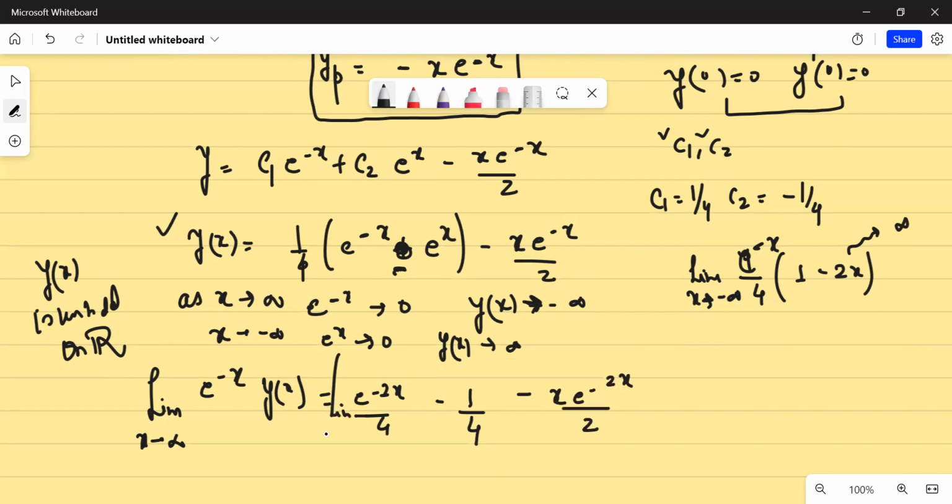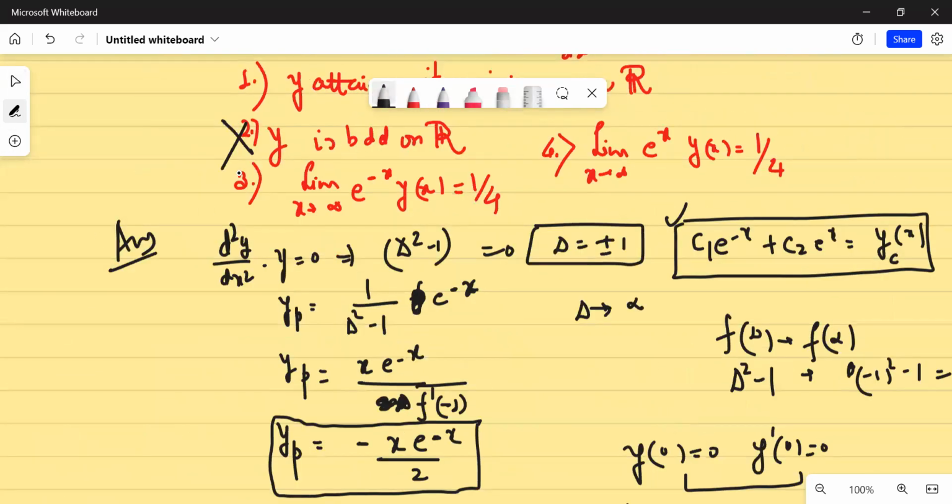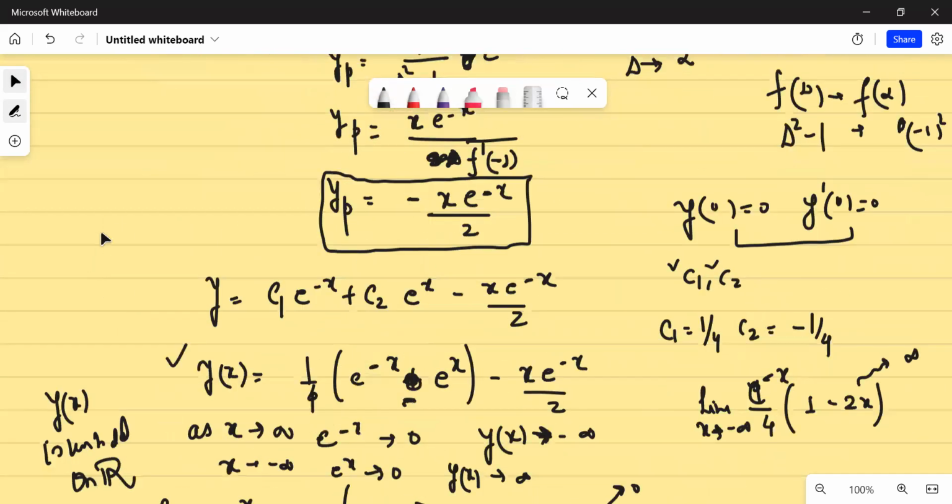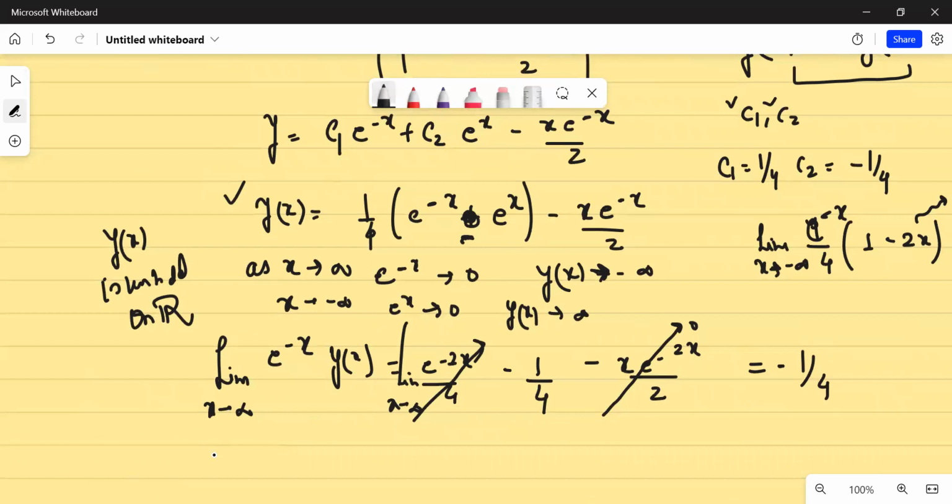And as x tends to infinity, I know that this particular term would go to 0. This particular term would also go to 0. Overall, this will survive. This will be minus 1 by 4, not 1 by 4. So this is also wrong. And if I multiply with e की power x, my yx would be like 1 over 4. It will be 1 here, 1 by 4 e की power x into e की power.